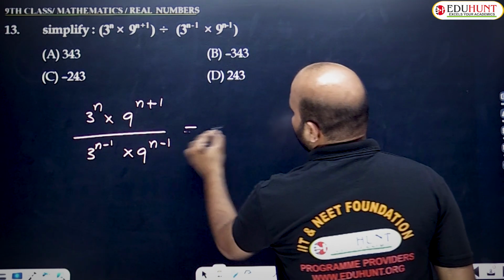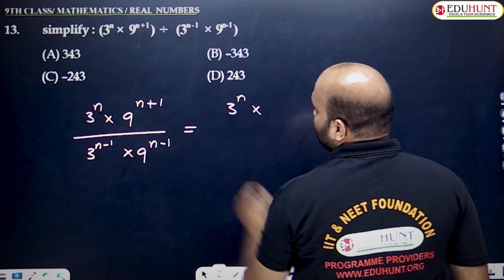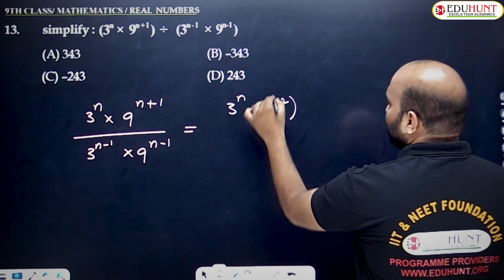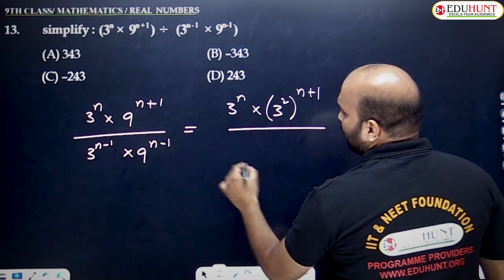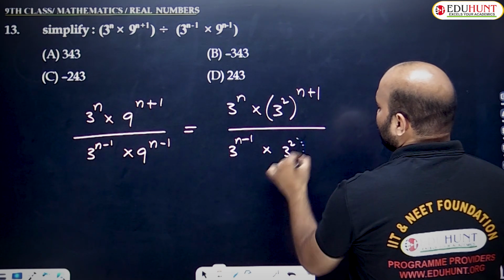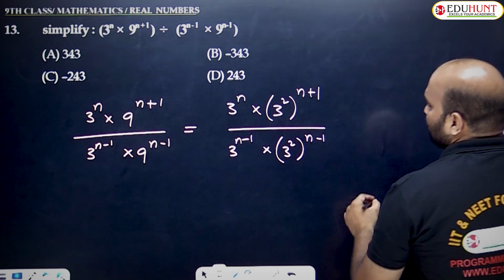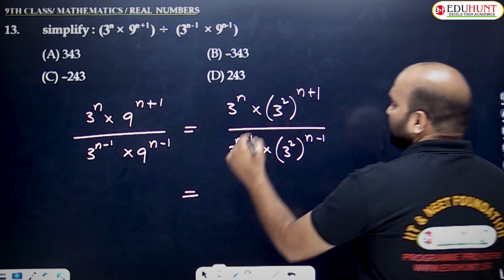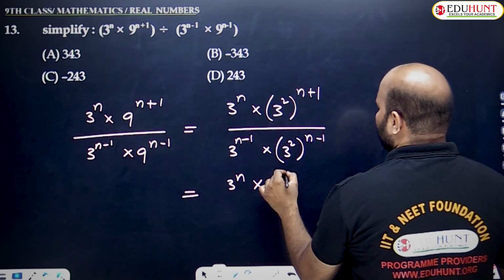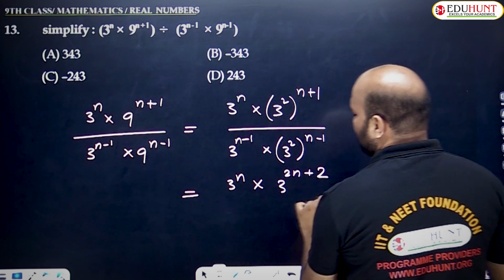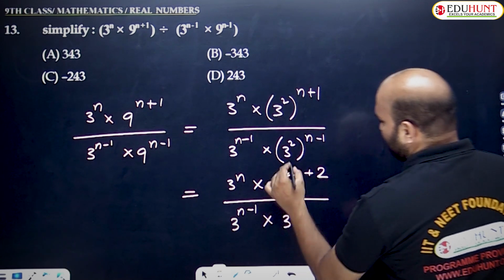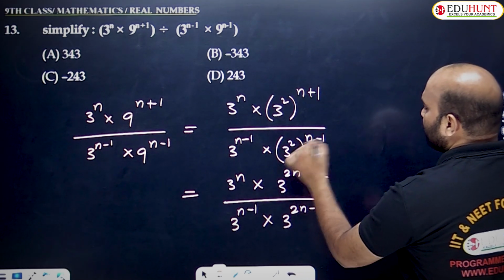Nothing but it can be written as 3 power n into, so 9 power n plus 1 can be written as 3 square whole power n plus 1 divided by 3 power n minus 1 into 9 can be written as 3 square whole power n minus 1. Am I clear? So it can be written as 3 power n into, so a power m whole power n, a power m into n, 2 into n, 2n plus 2 into 1, 2, whole by, denominator 3 power n minus 1 into a power m whole power n, a power m into n, nothing but 2 into n, 2n minus 2, 2 into 1.